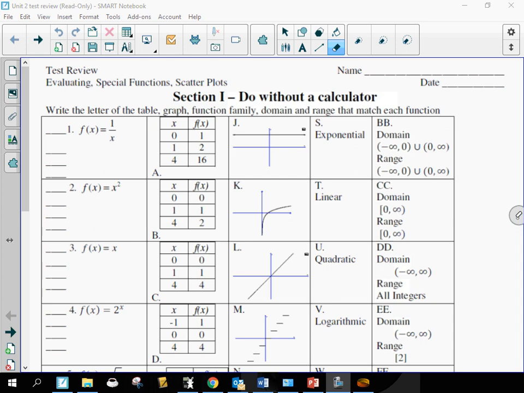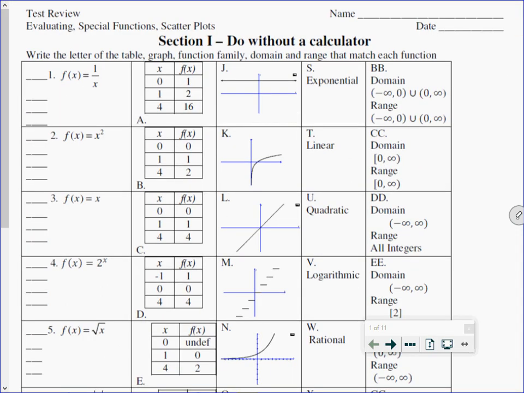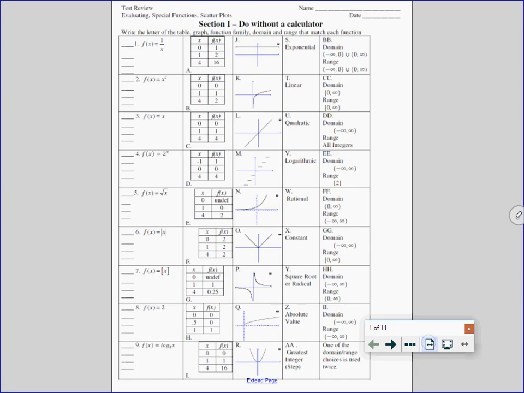Hello everyone, welcome to the Algebra 2 Unit 2 review. We're going to go ahead and bang this first page out real quick.